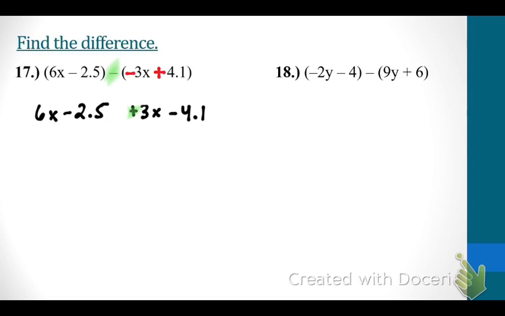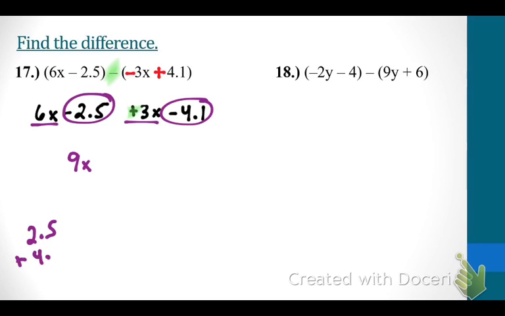As we underline and circle the like terms, Gerard, what should I do? Okay, what is 6x and 3x? 9x. And then we're going to circle the constants. Same sign or different sign? Same sign. So we're going to add those numbers and keep the sign. Gerard, when you do that, what do you get? Okay, and is that going to be a positive or a negative? That is a negative.